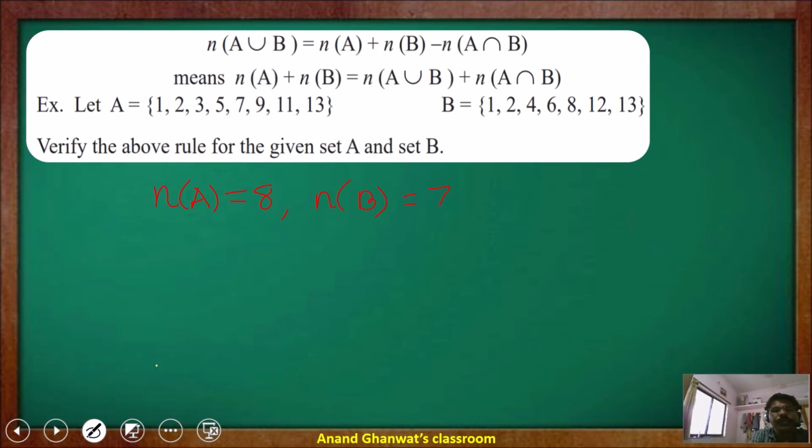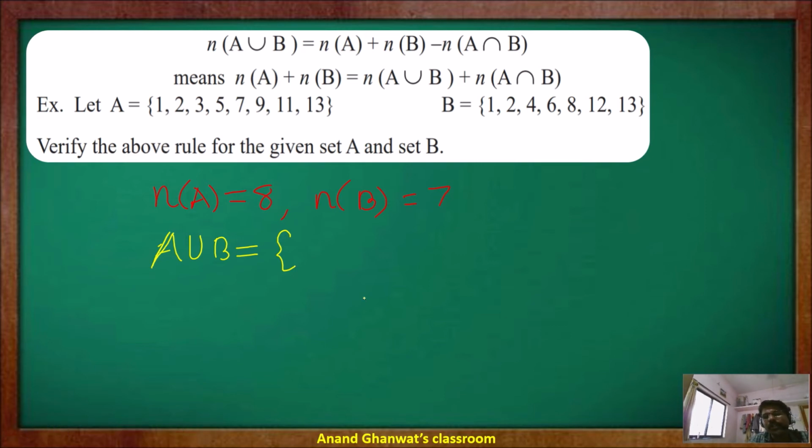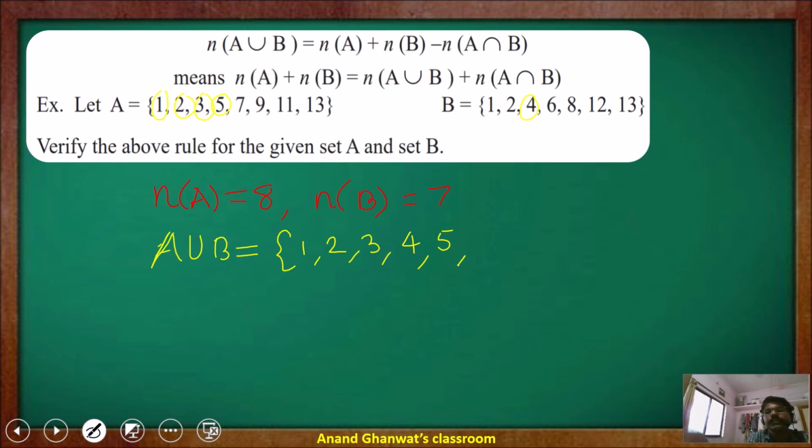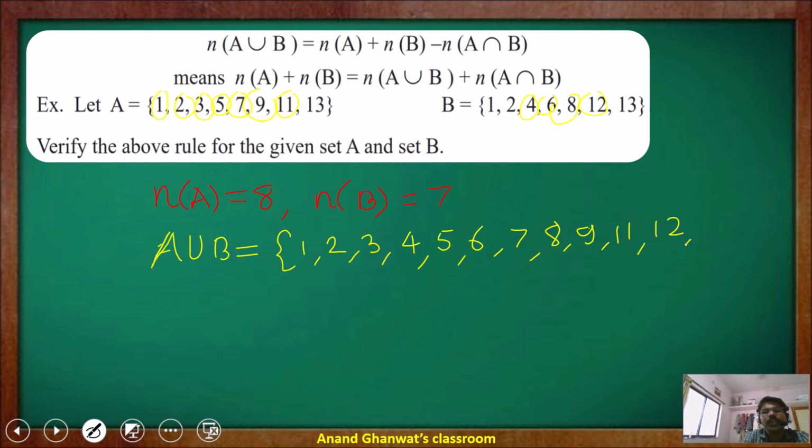Now let us find A union B. A union B is the set of all elements either present in A or B, meaning all elements present in A and B: 1, 2, 3, 4, 5, 6, 7, 8, 9, 11, 12 and 13, which is common, 13.